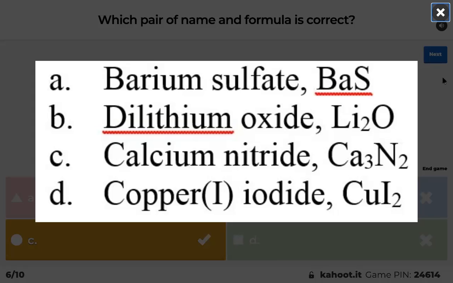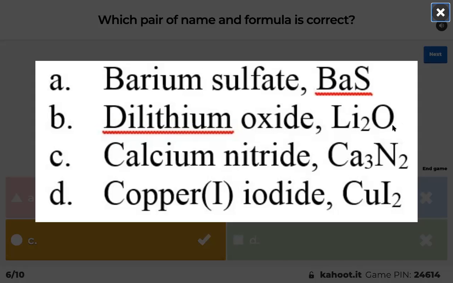Okay. Can somebody tell me what's wrong with letter B? Monoxide. The first one says dilithium. Yeah, so it's not the monoxide. That's not what's wrong. What's wrong is it shouldn't have any prefixes. It does not need the di. It should just be lithium oxide, because it's an ionic compound.